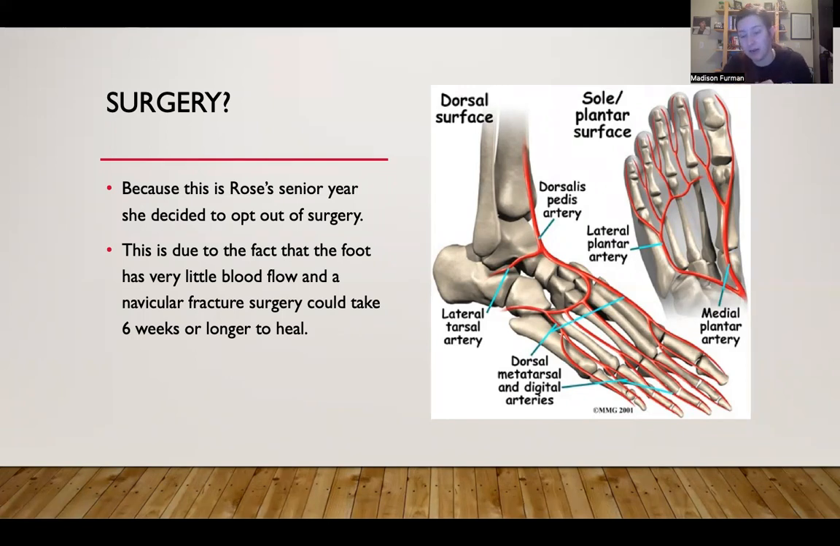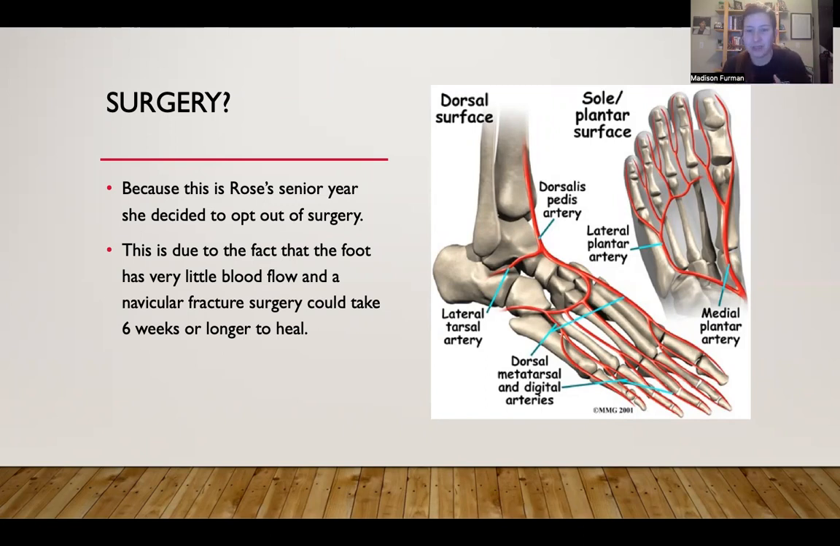As you can see in this little diagram here, I have a diagram of how and where the blood supply is. And as you can tell, the blood supply is limited in the feet. It's very, very hard to get much blood supply down there, which is kind of why our feet are always cold in the winter, or at least for me they are.